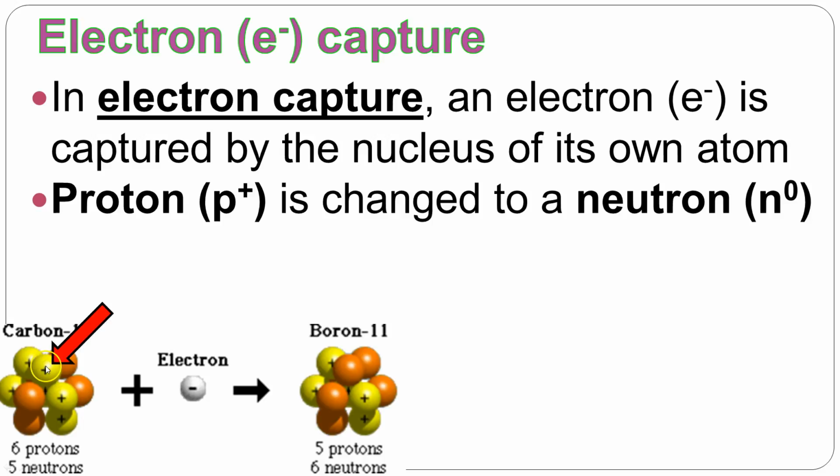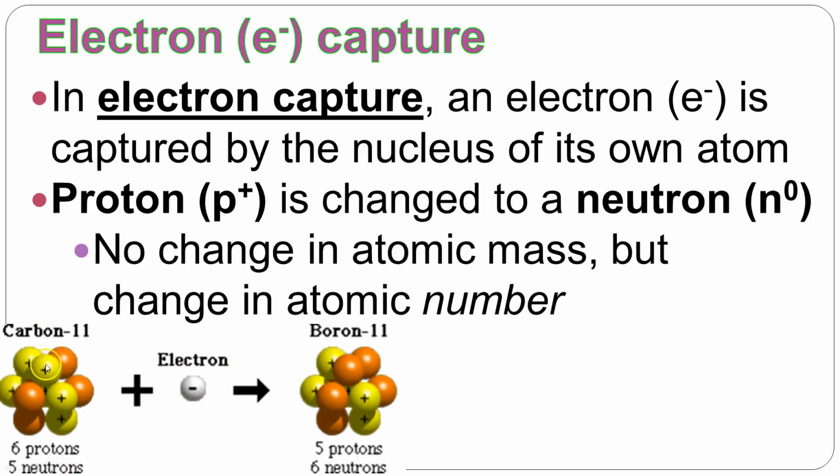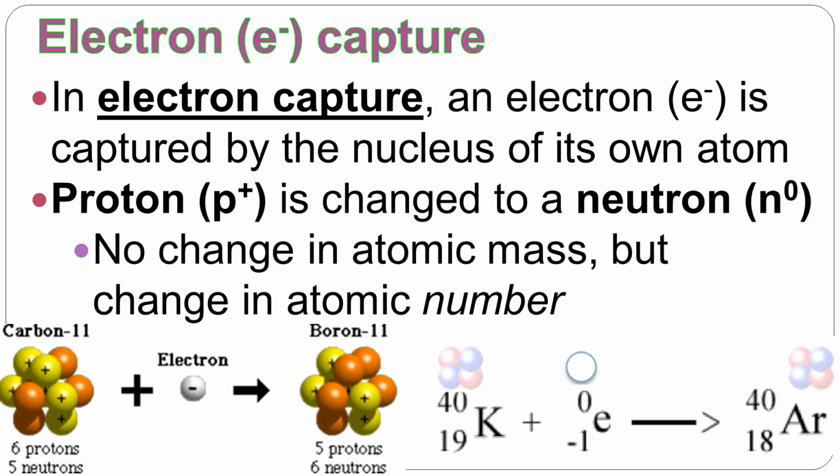Note this positive charge right there. That is going to be converted into a neutron, so it stepped down in the periodic table. The number of protons dropped from 6 to 5, and the number of neutrons increased from 5 to 6. So carbon changed into boron, and that charge went away. So there's going to be no change in the atomic mass. The total mass hasn't really changed, because nothing's really gone away. But we have a change in the atomic number, which means we have a different element.